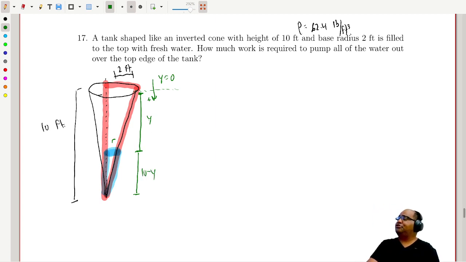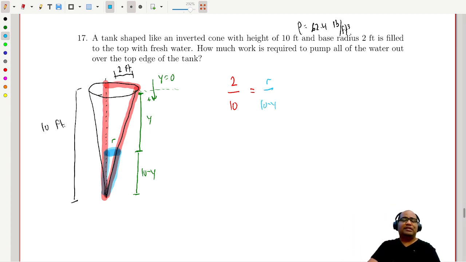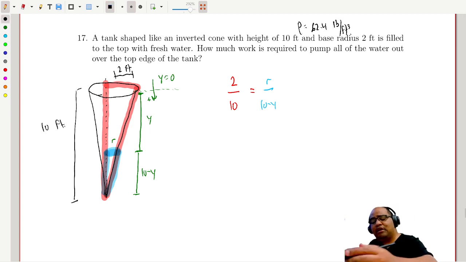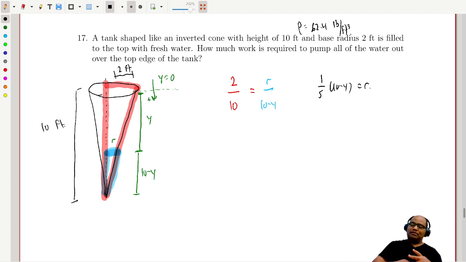And so what are our ratios? Just like before, radius of the big triangle, height of the big triangle, 2 is to 10 as radius of the small triangle, height of the small triangle, 10 minus y. That's our proportion. And now I can cross multiply to solve for r. Once we do that, we get that 1/5 times 10 minus y is equal to r. So now I know the radius in relation to the depth at any level here.